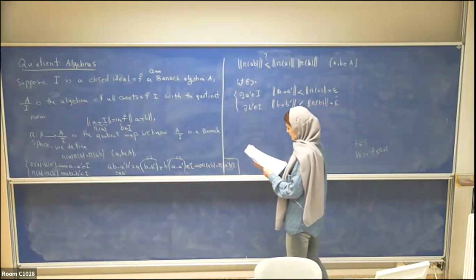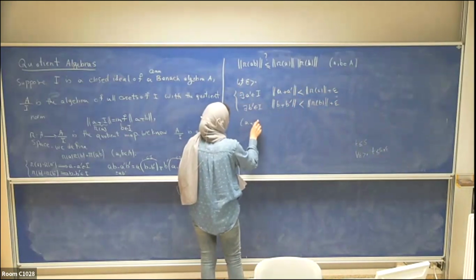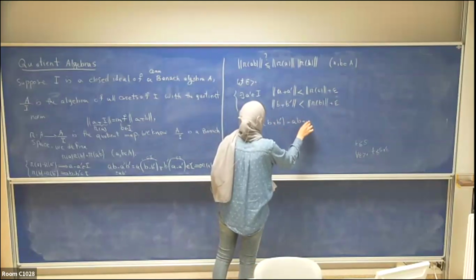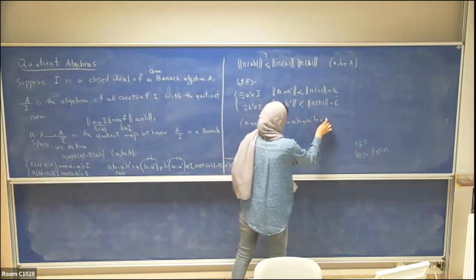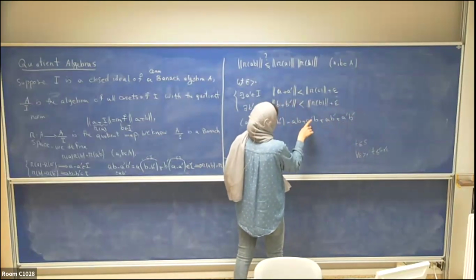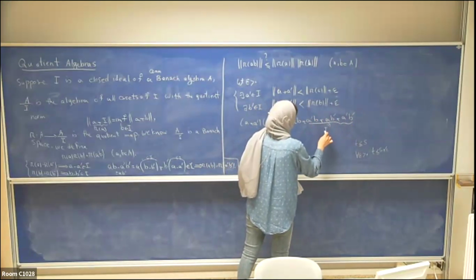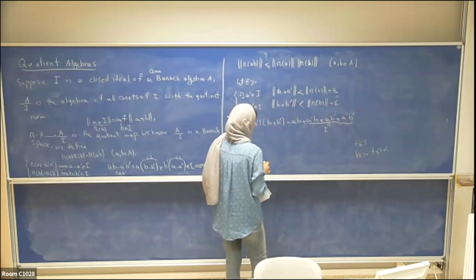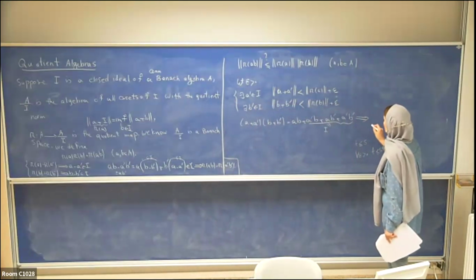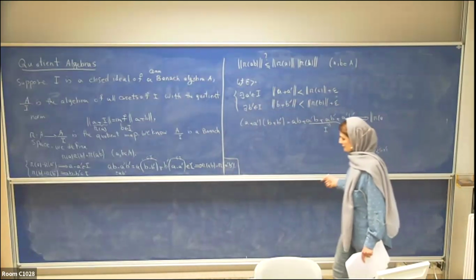Let's consider this multiplication. We have ab plus a prime b and also a b prime. These are elements in I, and I is an ideal, so this is in I. And according to the definition of the quotient norm, we can say that the norm of P of, let's see, write it down.